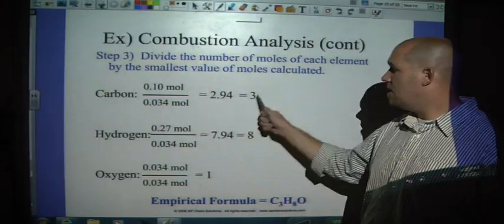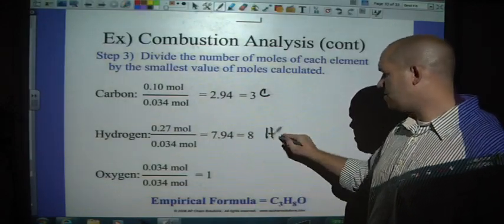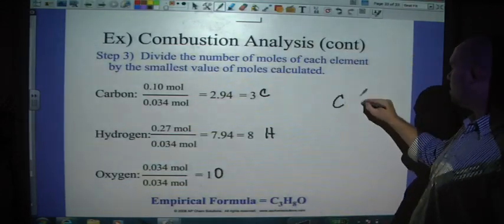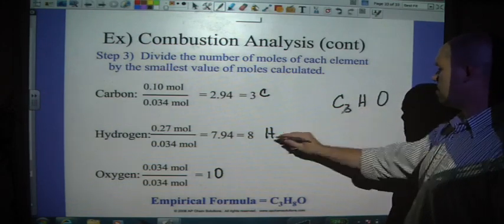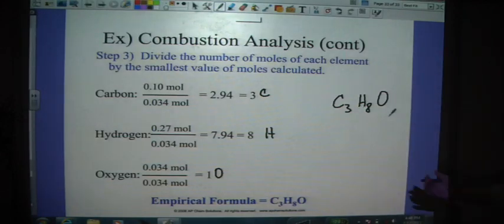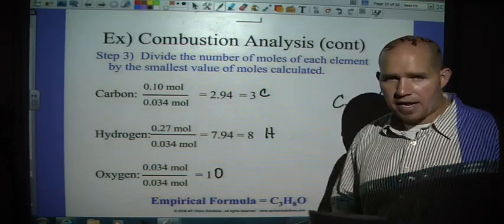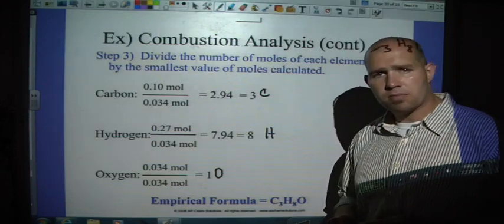And we did that. We get 3 carbons. We get 8 hydrogens. We get 1 oxygen. So they have their C, their H, and their O. 3, 8, 1. That is combustion analysis. Okay? It's pretty heady. It might take a few times to work your way through it. Try some of the example problems. Best of luck.